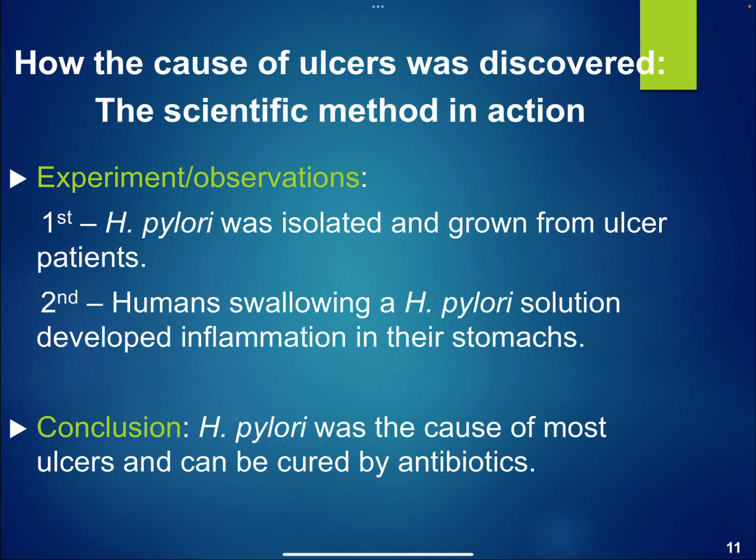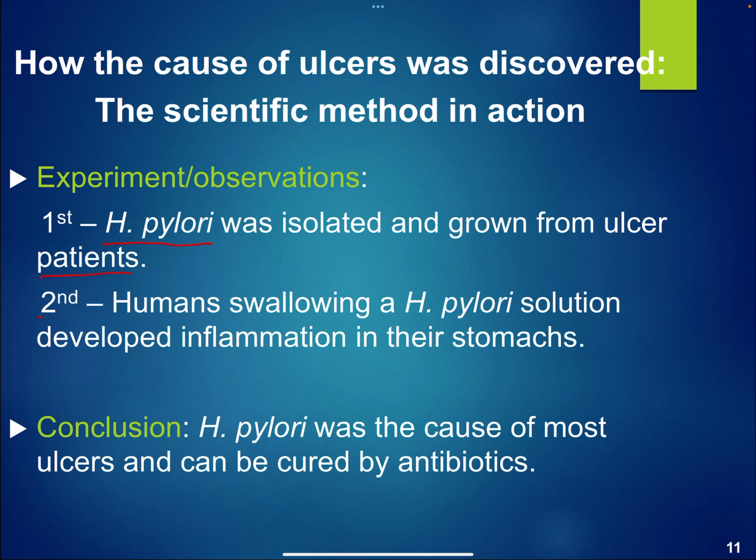So what the scientist did is to run some experiments, right? After making the observation and asking the question, he ran some experiments. In the first experiment, he isolated Helicobacter pylori in stomach ulcers from patients.